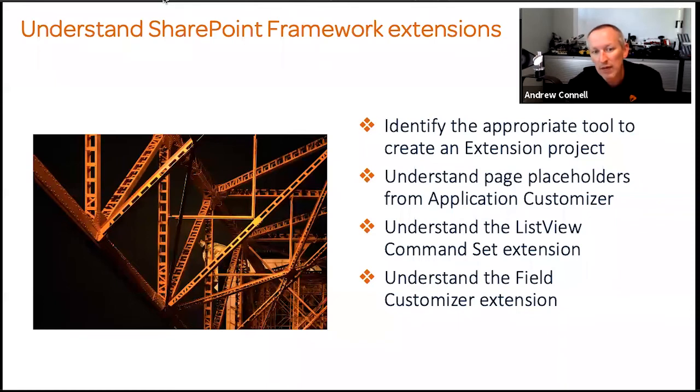You need to understand what a list view command set extension is and what kinds of things you can do with it. Where can it surface? In the toolbar of lists and libraries, in the context menu of items and lists and libraries. What kinds of events does it raise that you can trap and take advantage of?